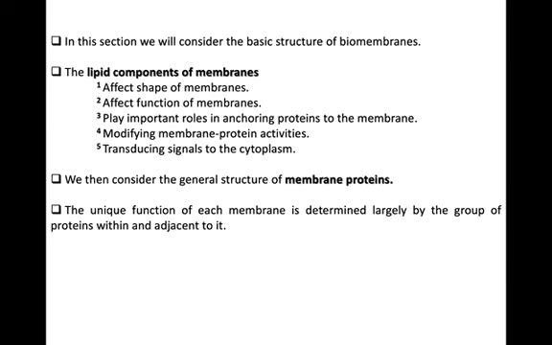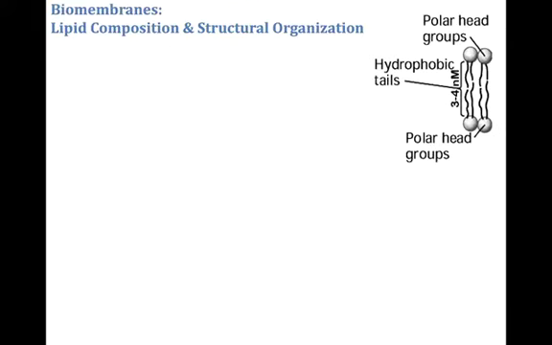We will then consider the general structure of membrane proteins. As you know, the two main constituents of biomembranes are lipids and proteins. The unique function of each membrane is determined largely by the group of proteins within and adjacent to that membrane. So let's talk first about the lipid composition and structural organization.